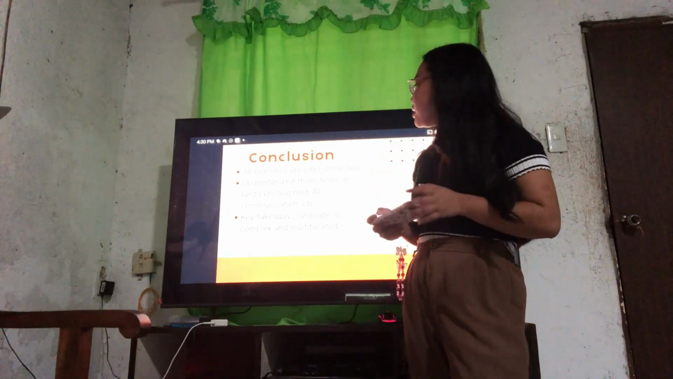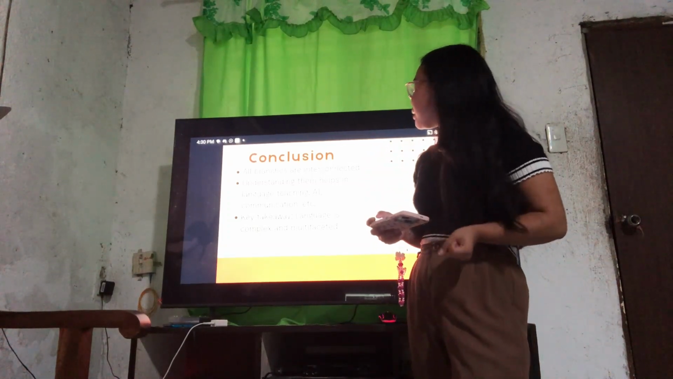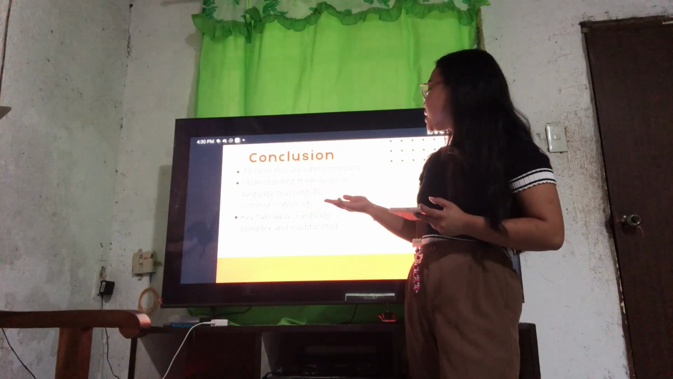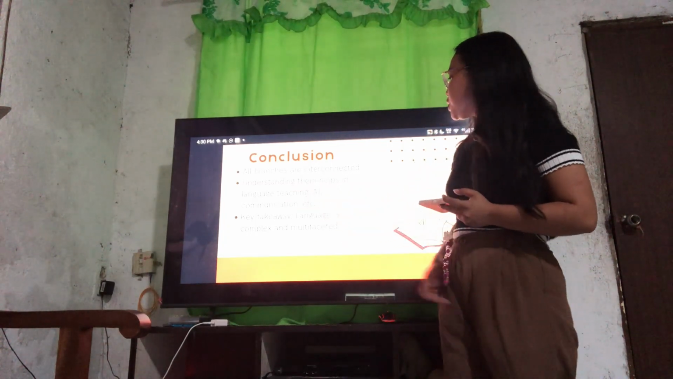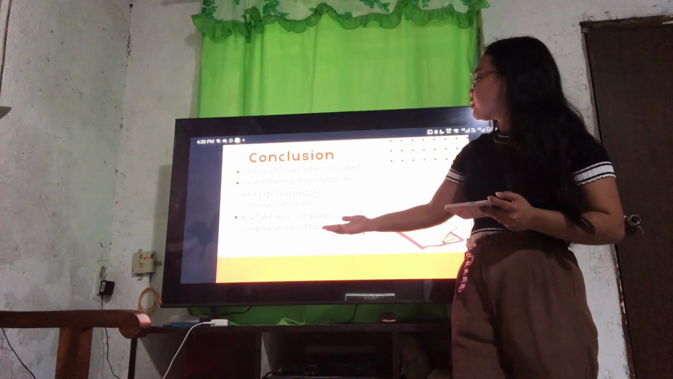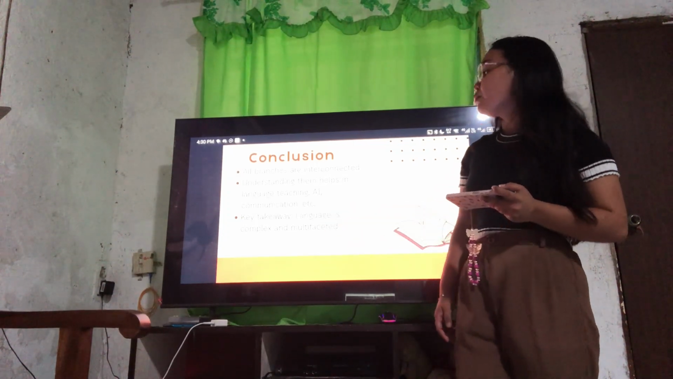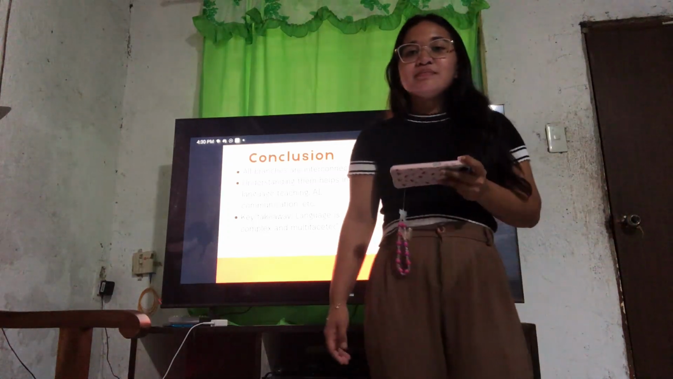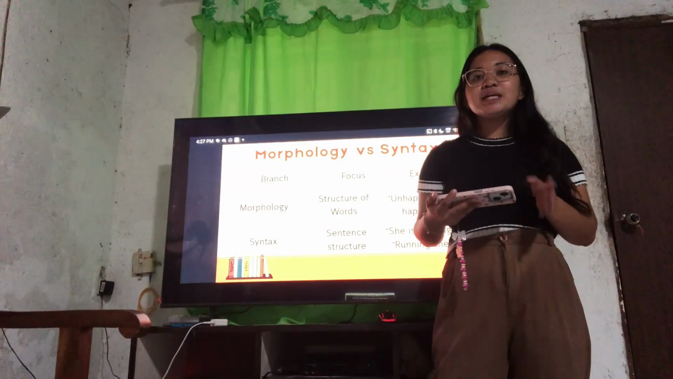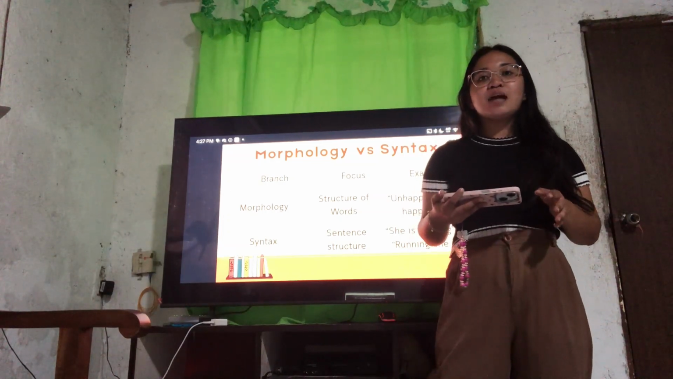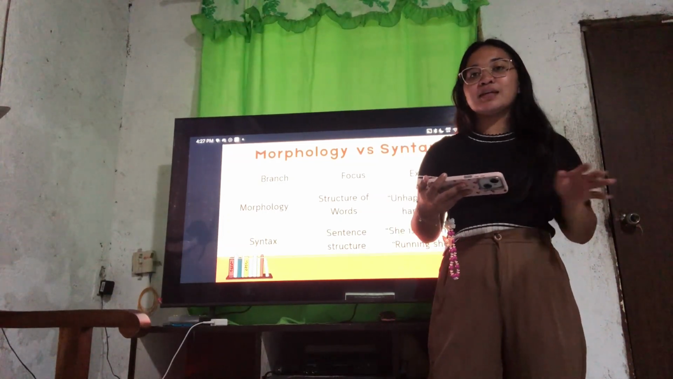And the conclusion is all branches are interconnected. Next, understanding them helps in language teaching, AI communication, etc. Third, key takeaway, language is complex and multifaceted. Different languages have different syntactic rules.